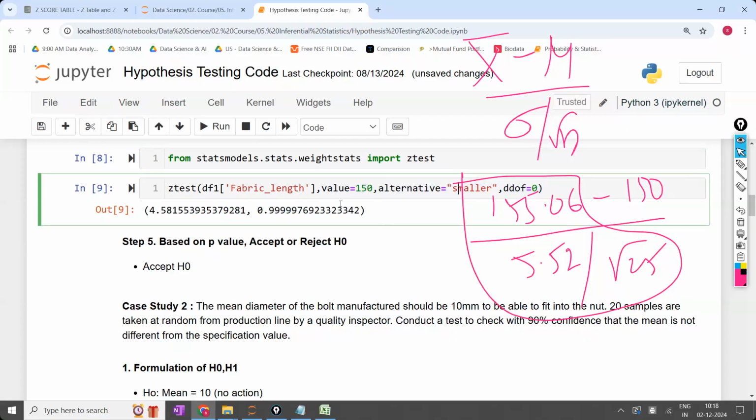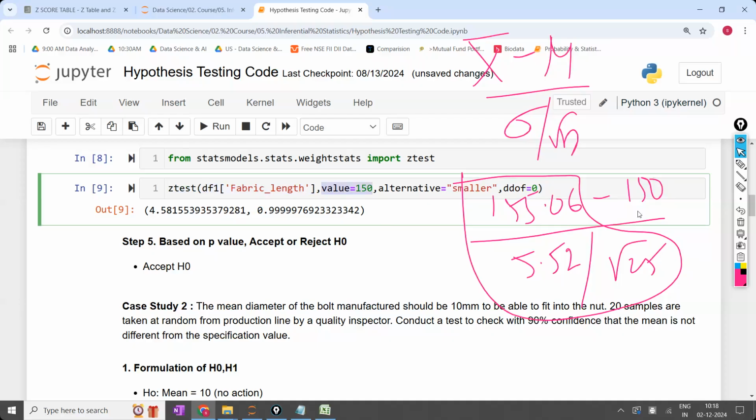So what are the arguments you have to provide? One, data. Why do you have to provide the data? So that it will calculate the X bar value and sigma value. You have to provide 150. Why? Because it has to substitute that number here. Maybe you are cross checking for 160 centimeters, how would Python know? Or you are checking for 200 centimeters, how would Python know that?